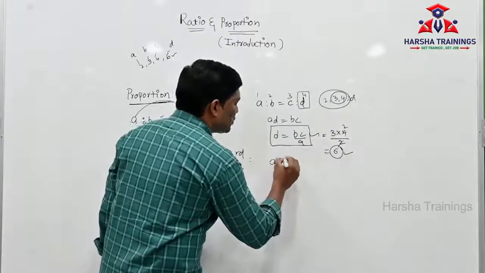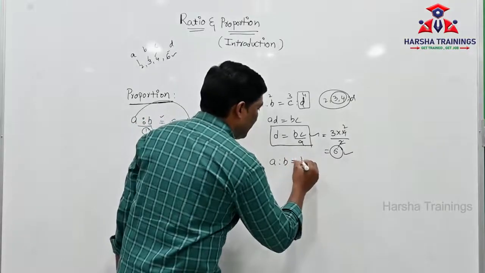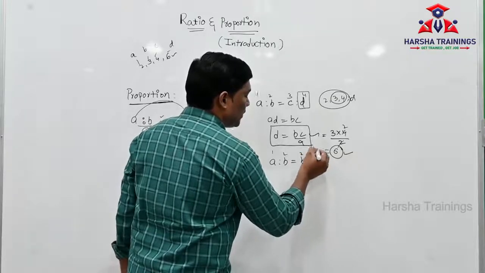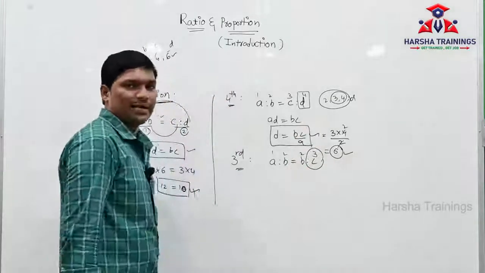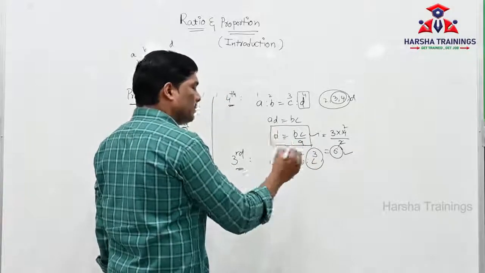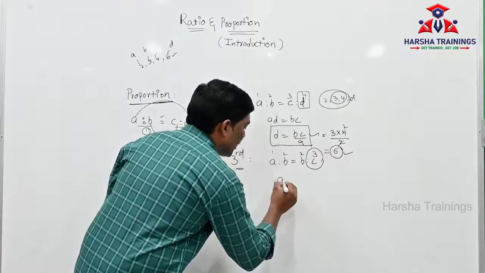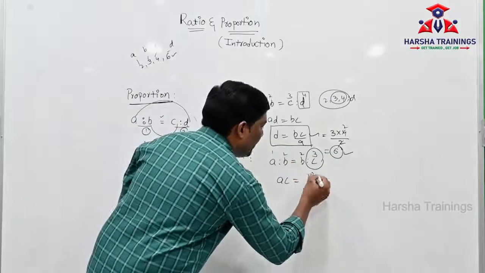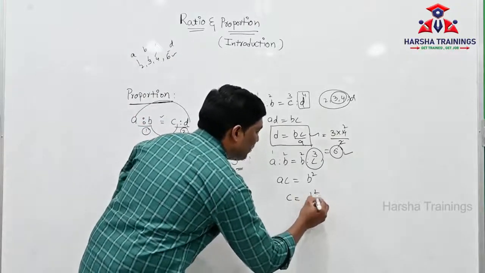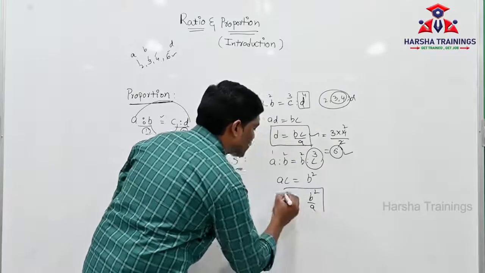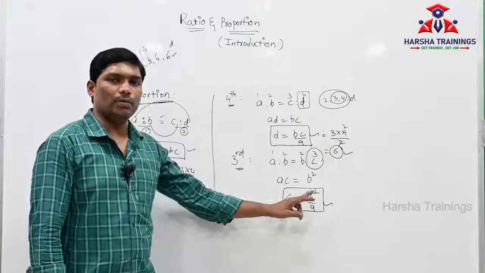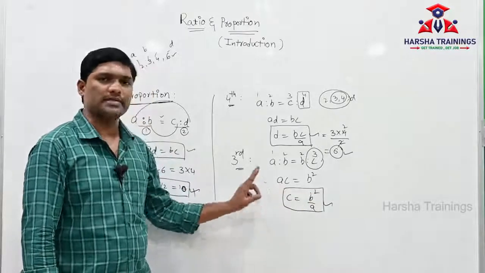Okay, so A is to B is equal to B is to C, 1, 2, 2 and 3. Third proportion means find out the C value. The proportion formation is AD is equal to BC. Same like this, guys. So AC is equal to B into B, B square. Then C is equal to B square by A. So the third proportion formula is C is equal to B square by A. Just remember this formula, guys.